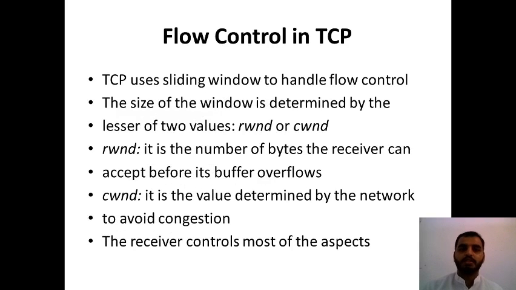Now moving further, flow control in TCP/IP. What actually is flow control with reference to TCP, not IP, sorry, I am repeatedly saying IP, it is only TCP. TCP uses a sliding window to handle flow control. The size of the window is determined by the lesser of two values, RWND and CWND. What do you mean by this? R is for receive, C is for congestion.